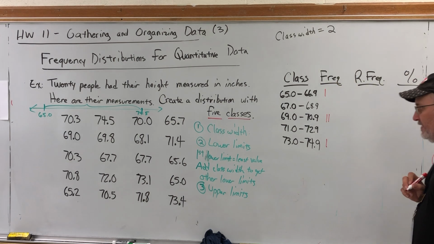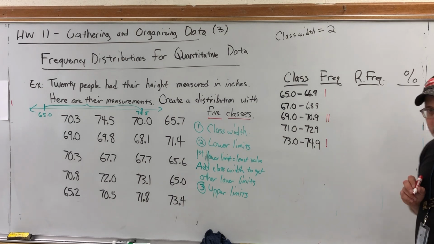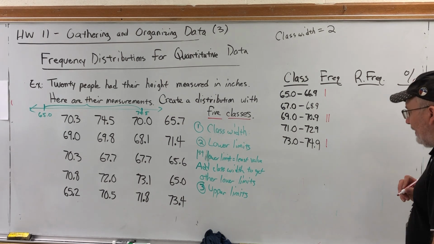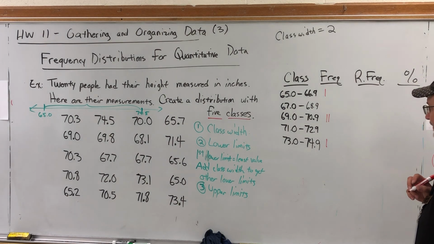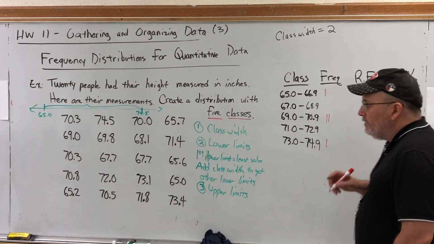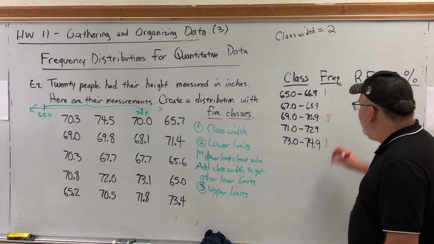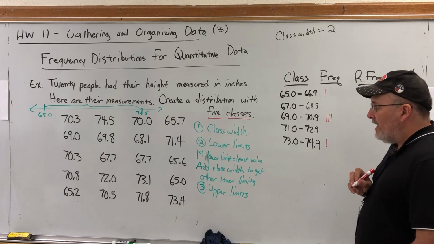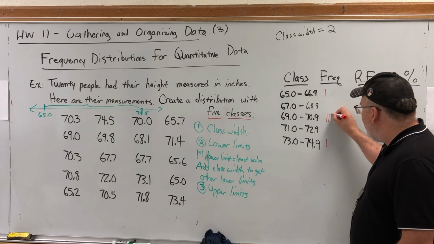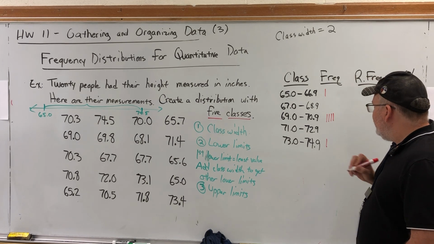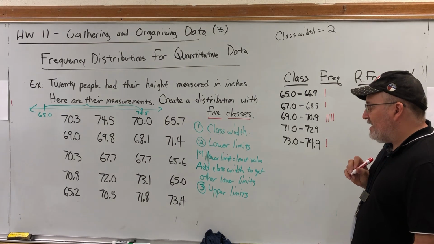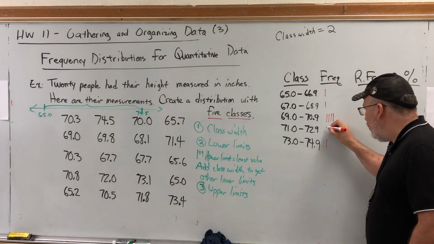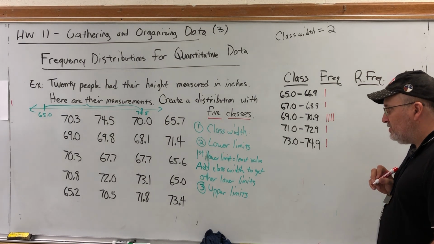I invite you to pause the video and see if you can go ahead and complete the frequency distribution. I'm going to go ahead and go through each one, writing the tally marks where they belong. We're on the second row. 69.0 belongs to the third class. So does 69.8. 68.1 belongs to the second class. 71.4 belongs to the fourth class.